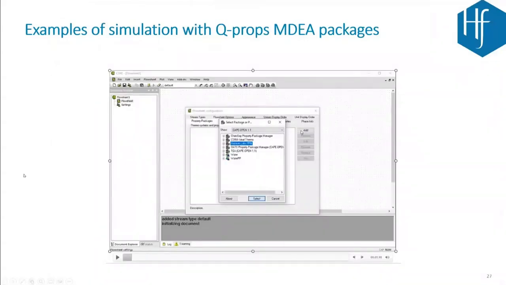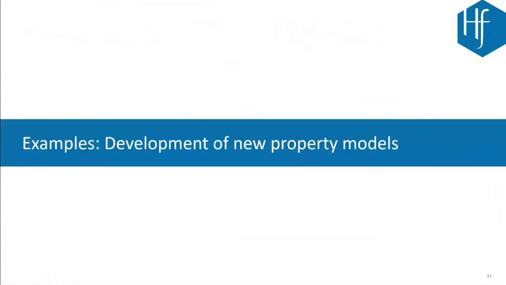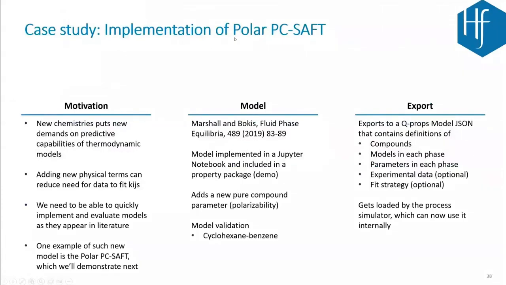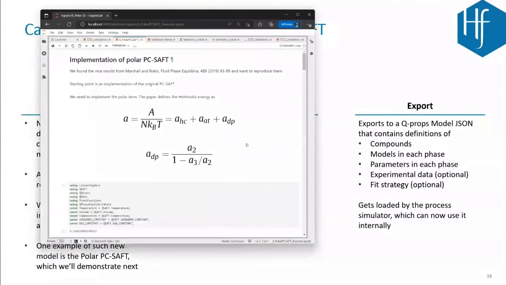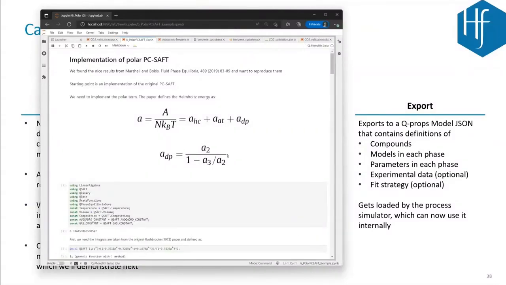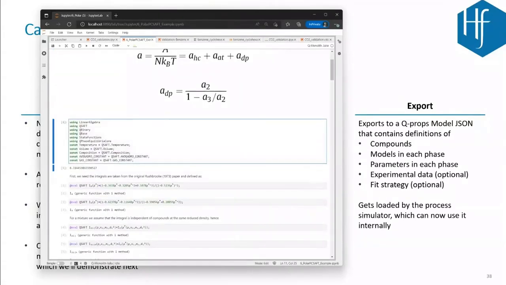The final case that I wanted to show you is really about implementing new thermodynamic models. We wanted to make it easy in QProps to implement, integrate and test these new novel thermodynamic models. What is nice about working with Julia and Jupyter, for instance, is that you can really document in a nice way what you're doing when you're implementing thermodynamic models.